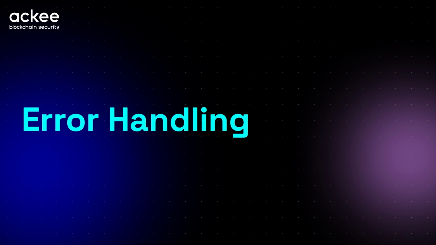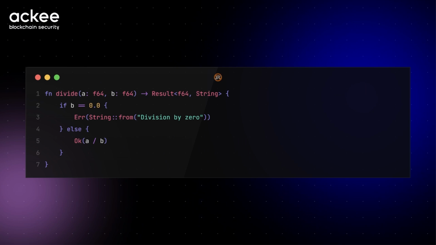Now, let's move to error handling. In error handling, I would like to talk about two concepts that are available in Rust. The first concept is called result, and the second concept is called option. So again, we have a function called divide. It accepts two parameters, both floats, called a and b.